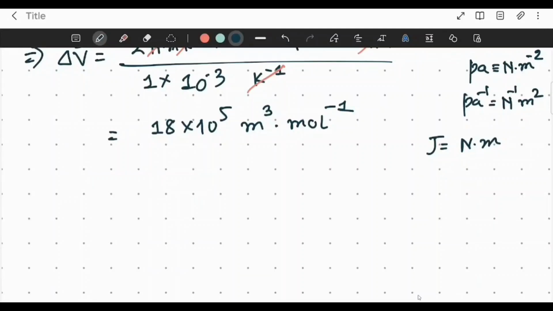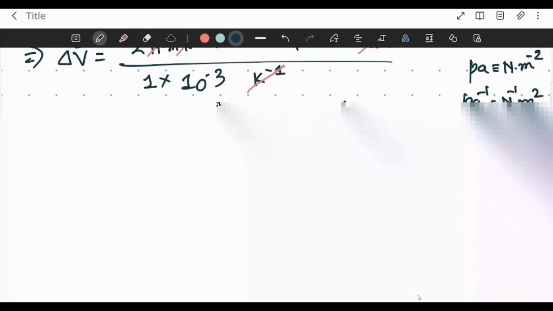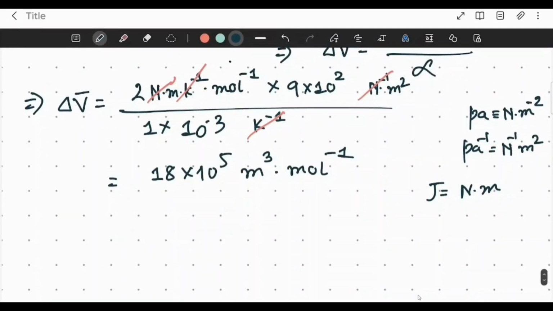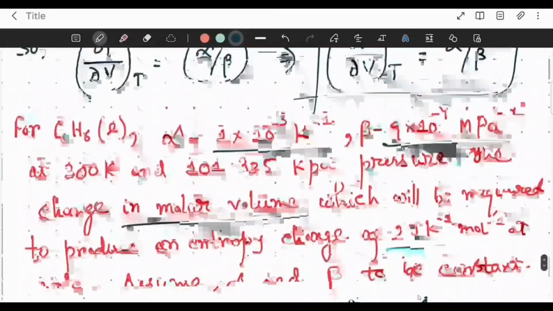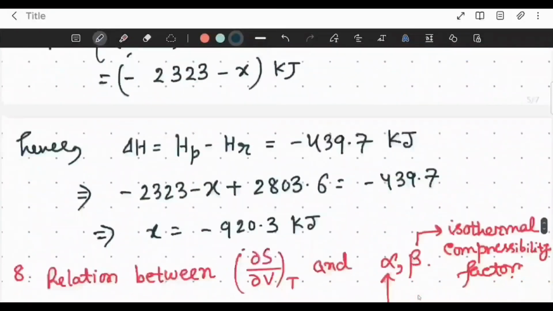That's it. That is the del V required. Mole inverse, this is for molar volume. Meter cube is the unit of the volume. So this is the answer. Okay, so this was our problem.